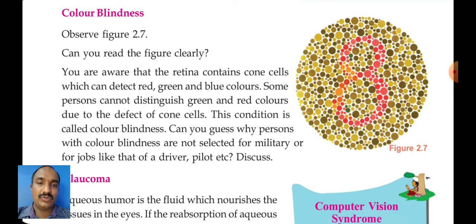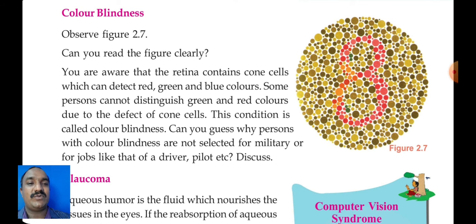Okay, so here again, the main cause of this disease is what? The defect in the cone cells. Then there is no treatment for this disease. All other diseases can be treated, but color blindness cannot be treated. Now we can move to the next disease.